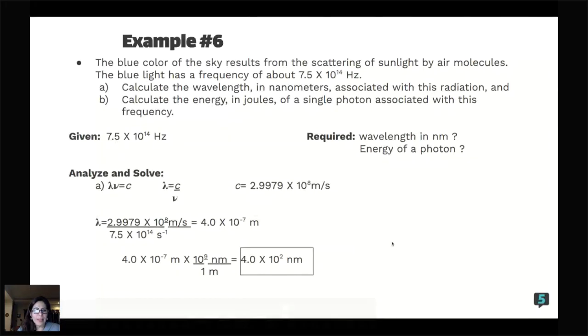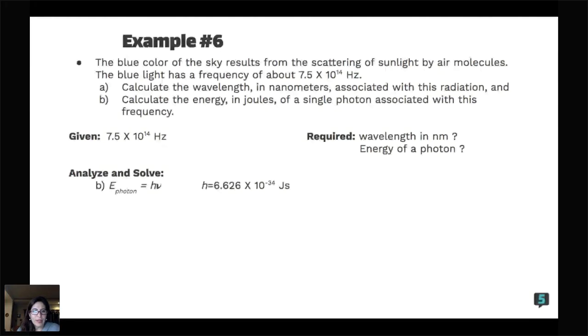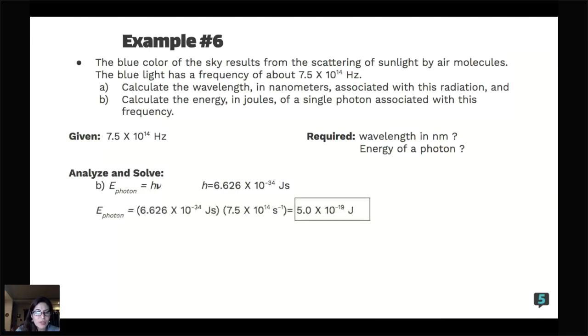Okay, for letter B, we're going to use the formula of energy of the photon equals Planck's constant times frequency. So we're going to substitute, and we have that the energy of a photon is 5 times 10 to the negative 19 joules. Remember 2 sig figs. Any questions up to here?